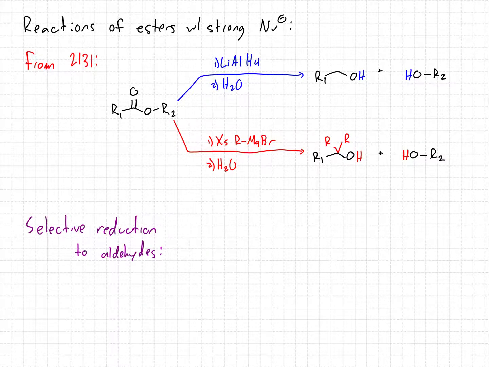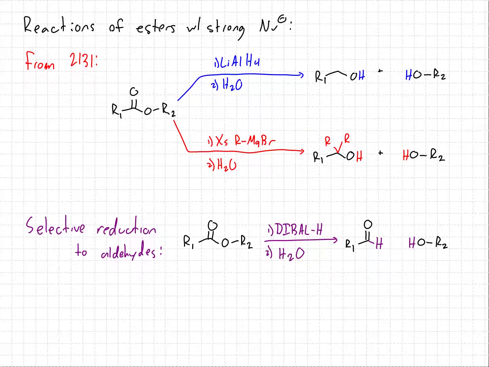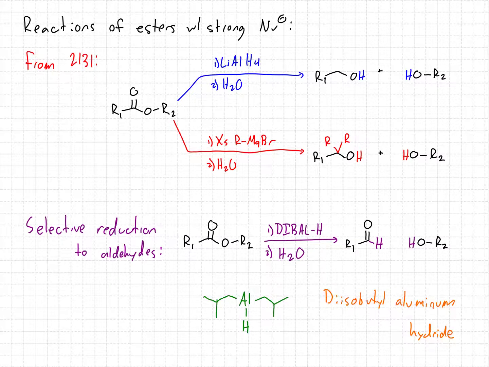If we want to do a selective reduction to an aldehyde, we need a reducing agent which is strong enough to reduce the ester, but unreactive enough that it's not going to react with the product aldehyde. The one we're going to use for this is a little different than the prior selective reducing agent that we saw. This one is called diisobutyl aluminum hydride, but it reacts in much the same way.